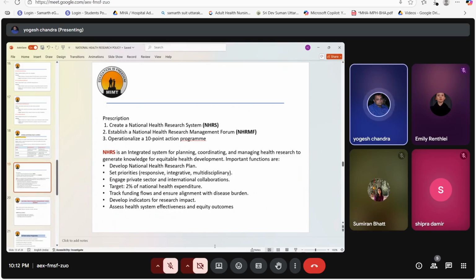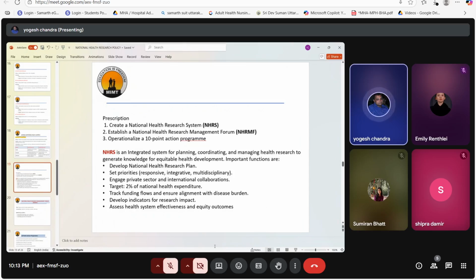Reference document is NHRS. It is an integrated system, and mainly what is the role of that? To generate knowledge for the equitable health development. And some important functions are there: develop national health research plan, set priorities, target 2% of national health expenditure, track funding, develop indicators for the research impact, assess health system effectiveness and the equity outcomes.